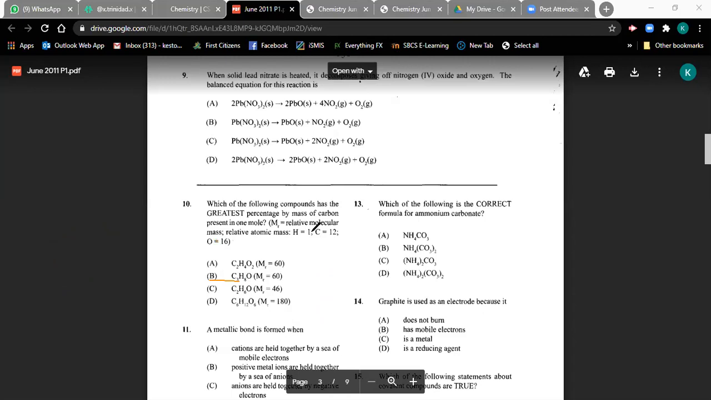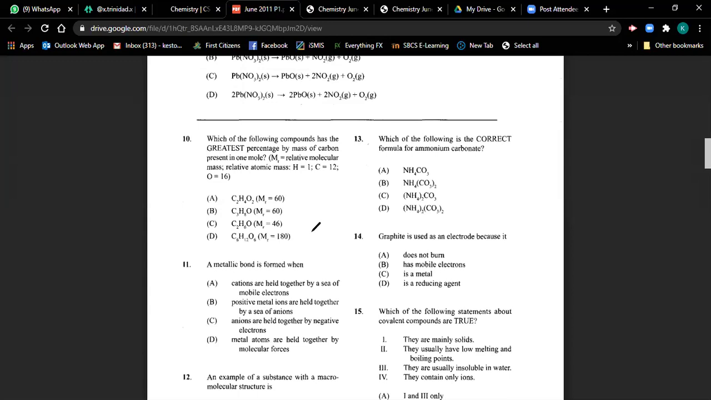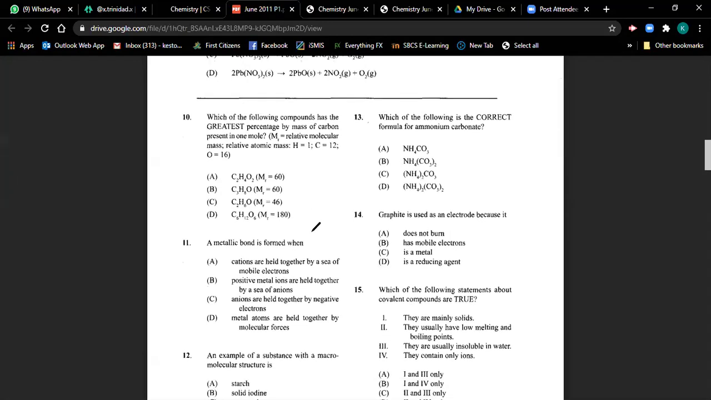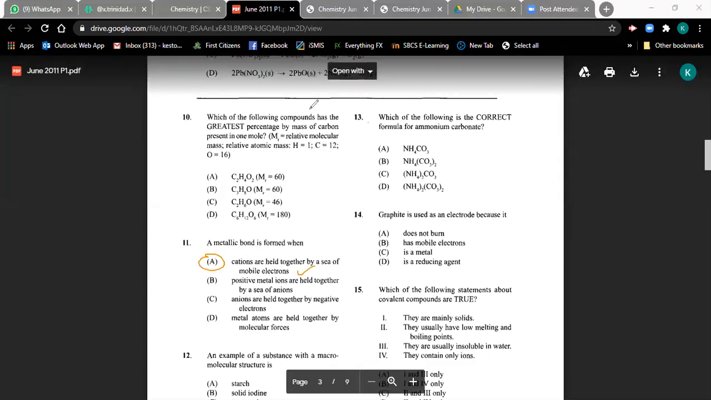11. A metallic bond is formed when metal cations are held together by a sea of mobile electrons. That's how we get metallic bonding.